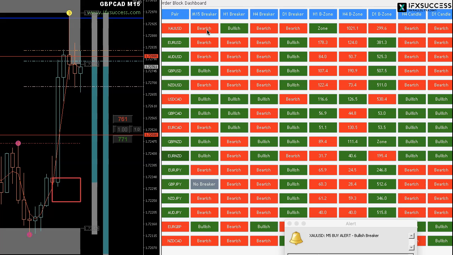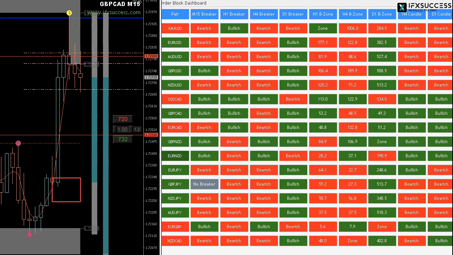So you don't necessarily need to wait for the whole row to be going in one direction, because that doesn't happen all the time. As you can tell, we don't have every single one of them going in the same direction. So then you're just going to keep waiting and waiting, and you're never going to get a trade.